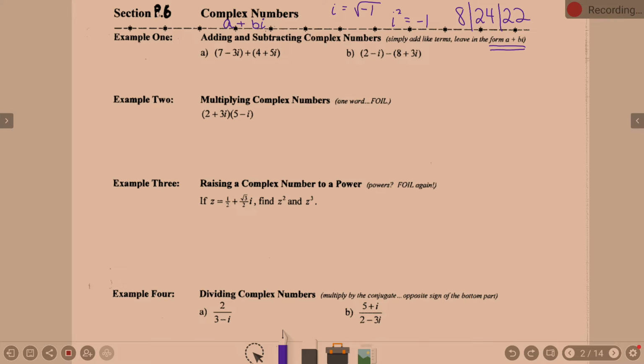Now, we're going to do a little bit of everything with i's today. We're going to start by adding and subtracting complex numbers. Basically it's adding and subtracting as if i is a variable, combining like terms. So when I have 7 minus 3i plus 4 plus 5i, what kind of answer do I get when I add those?